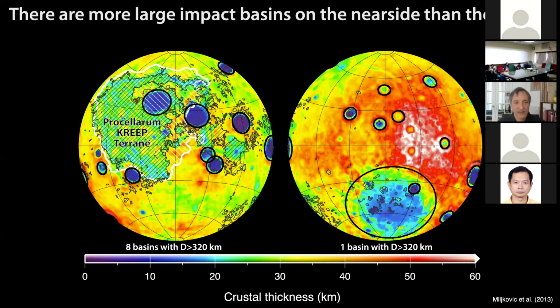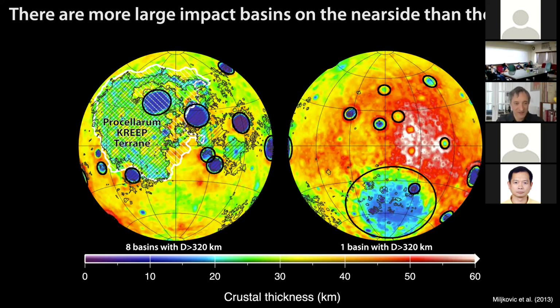Okay, so based on this data set, we found something that I think is very surprising. Just naively looking at this crustal thickness map, it appears as if there are more large impact basins on the near side of the moon than on the far side. So for example, in this crustal thickness map here, there are 8 circled basins which have sizes greater than about 300 kilometers in diameter. And on the far side, there's only 1 basin with a comparable size. And I would say that this one basin, the South Pole-Aitken Basin, is atypical, so you should ignore it.